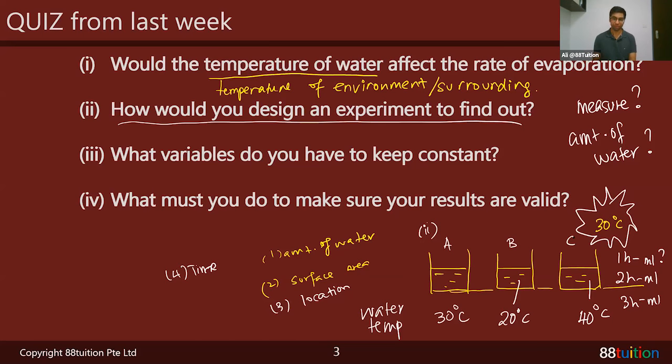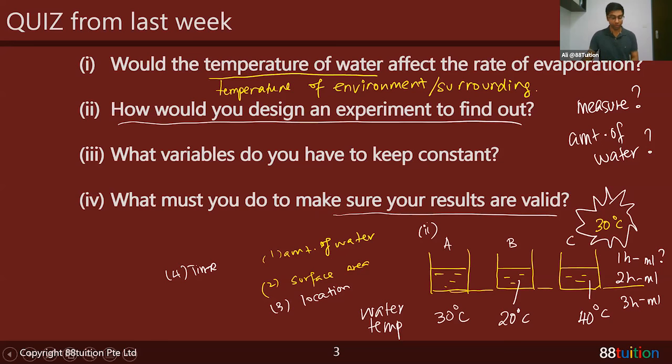Okay, so now, finally, how do you make sure your results are valid? Redo the experiment one more time on another day maybe, okay? Because on the same day, the environment maybe has a lot of wind. So because of a lot of wind, there might be a difference in the results. So you must do another day to see an average of the two results, okay?